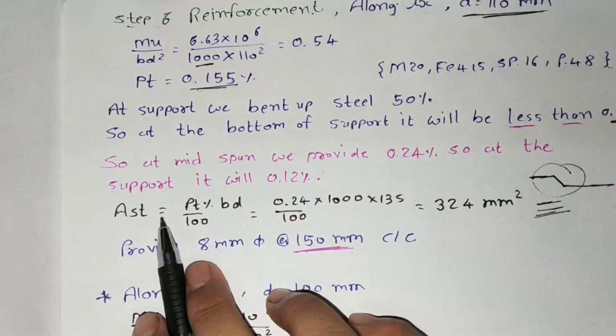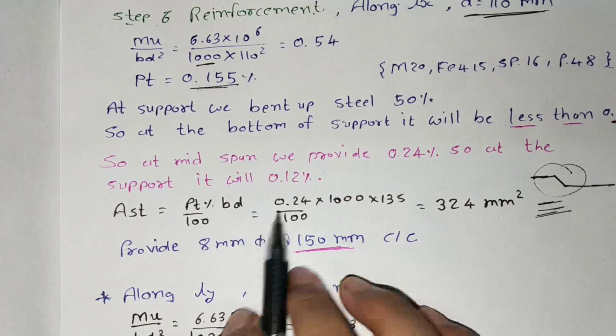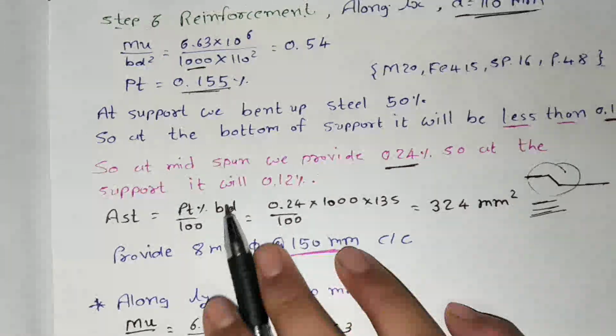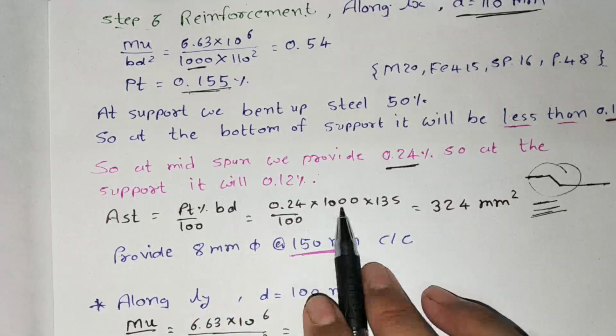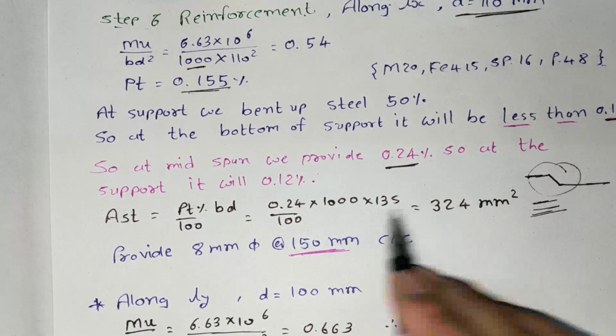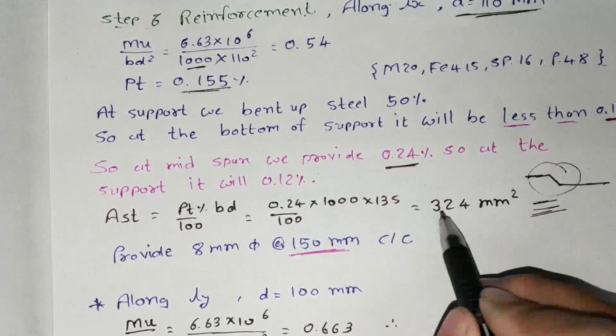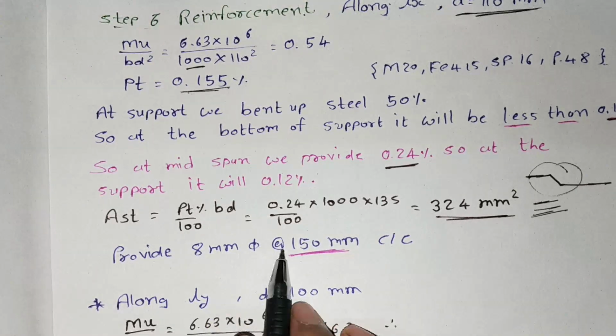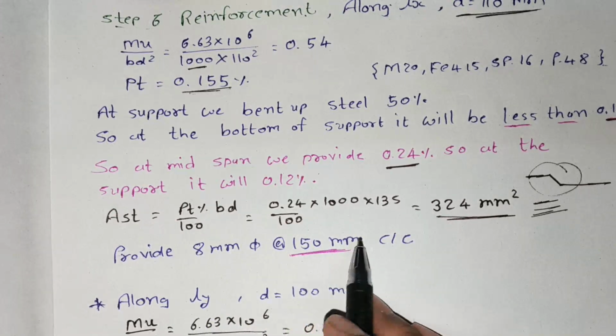So Ast equals pt b d upon 100. Now we are using 0.24 divided by 100. Width will be the unit 1000 and total depth 135, this is the overall depth. We calculate 324 mm square. Provide 8 mm diameter at the rate of 150 mm center to center.